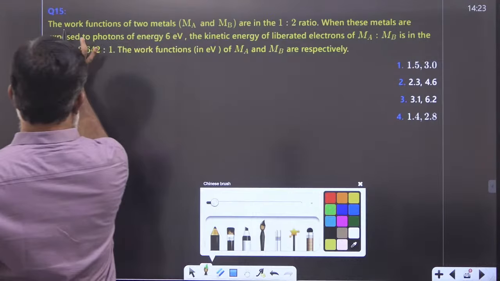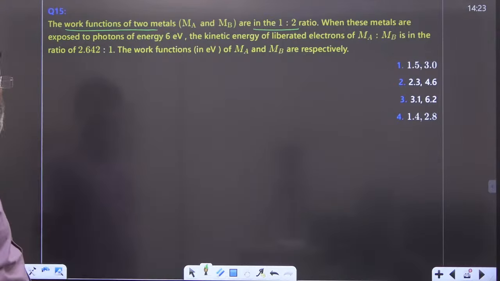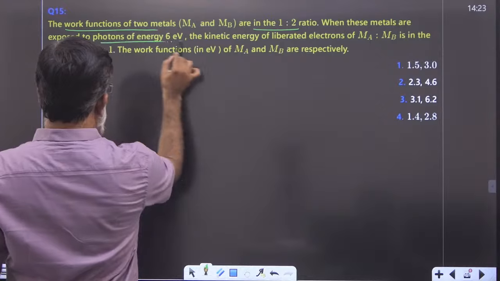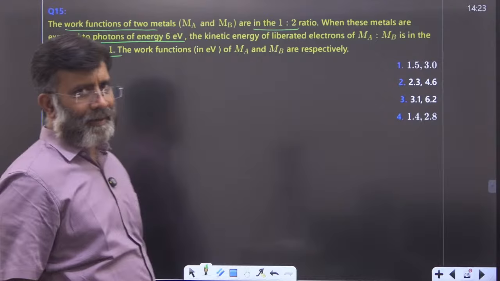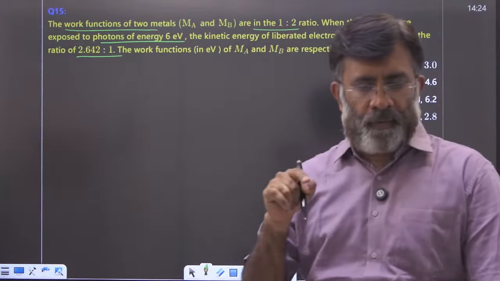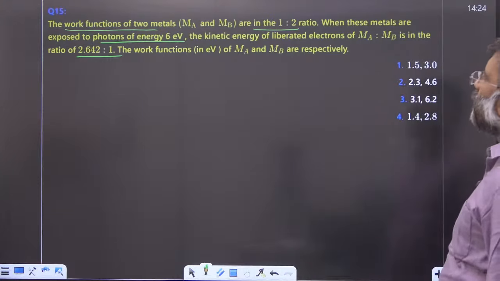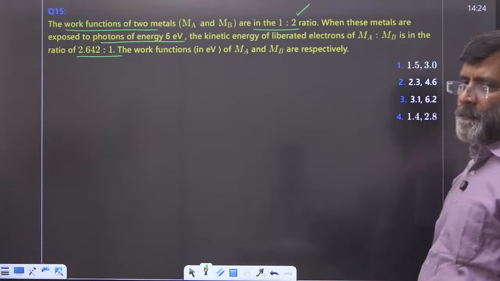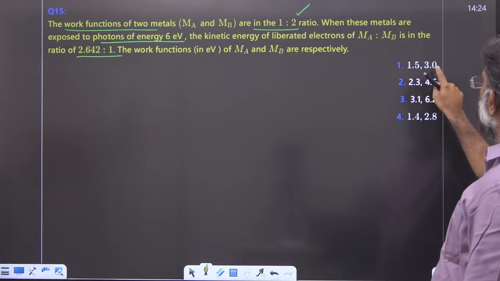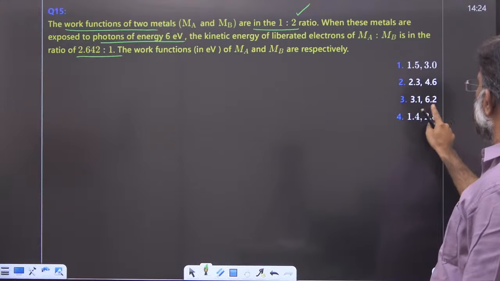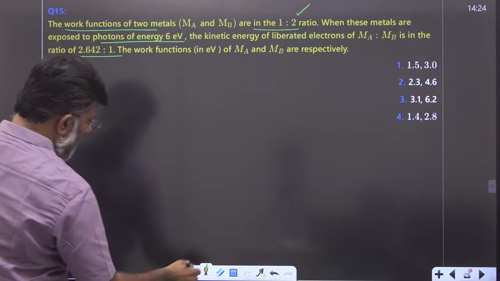ഇപ്പോൾ വർക്ക് ഫങ്ഷൻസിന്റെ റേഷ്യോ തന്നിട്ടുണ്ട്. അപ്ലൈ ചെയ്യുന്ന ഫോട്ടോണിന്റെ എനർജി തന്നിട്ടുണ്ട്, കൈനറ്റിക് എനർജിയുടെ റേഷ്യോ തന്നിട്ടുണ്ട്. ചോദ്യം ആ വർക്ക് ഫങ്ഷൻസ് എത്ര എന്നാണ്. ഒന്ന് കണ്ടുപിടിച്ചാൽ മതി, മറ്റേത് ഡബിൾ ആണല്ലോ. ഒപ്ഷൻസ് നോക്കുക: 1.5, 3; 2.3, 4.6; 3.1, 6.2; 1.4, 2.8. സോ ലെറ്റ്സ് ട്രൈ ടു ഫിഗർ ഔട്ട്.